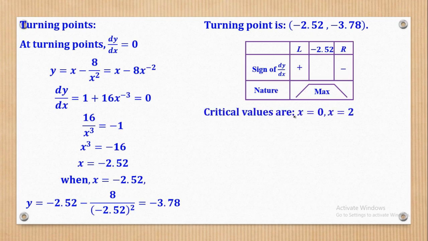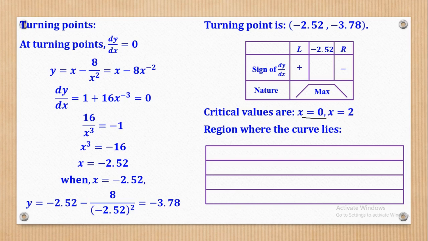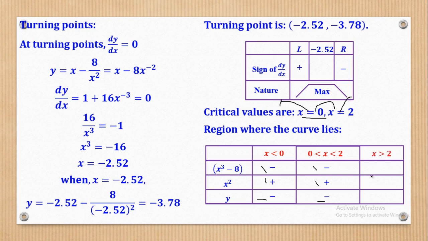Now, next is critical values. Critical values are these ones in ascending order, therefore the table will be in that form. So first, our value is less than this, that's the inequality, and the signs will be negative, positive, therefore this will be negative. Then between this and this, the inequality is that, and the signs will be negative, positive, and this will be negative. Then greater than this, the inequality is that, and by default all are positive.